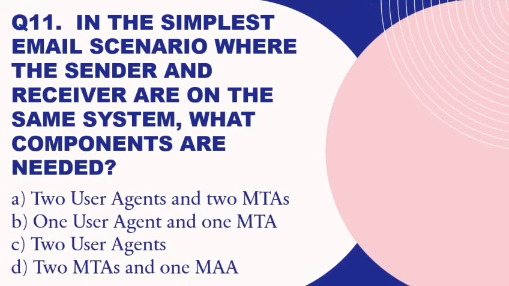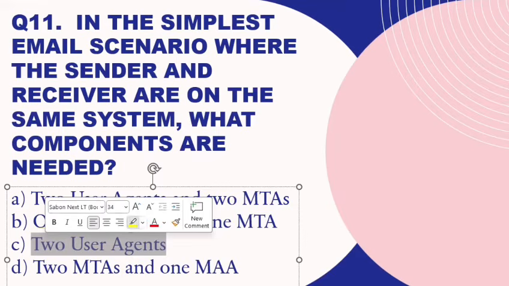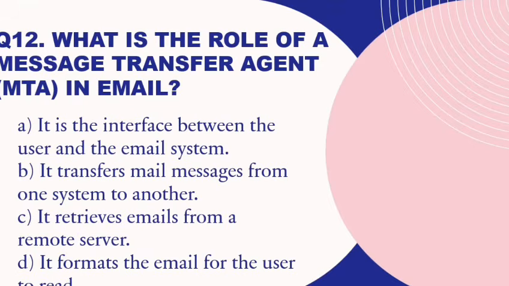In the simplest email scenario where the sender and receiver are on the same system, what components are needed? Option A, two user agents and two MTAs. Option B, one user agent and one MTA. Option C, two user agents. Option D, two MTAs and one MAA. So the correct answer for this question is option C, where it is two user agents. Moving on to question number 12.